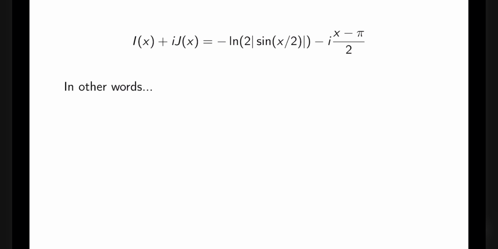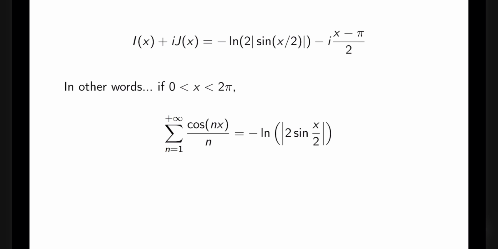In other words, if x is strictly between 0 and 2 pi, the sum from n equal 1 to infinity of cosine nx divided by n is going to be minus ln of the absolute value of 2 sine x over 2. And the sum from n equal 1 to infinity of sine nx divided by n is going to be pi minus x divided by 2. So the two series look much the same, but actually the result looks very different. So it's pretty nice.